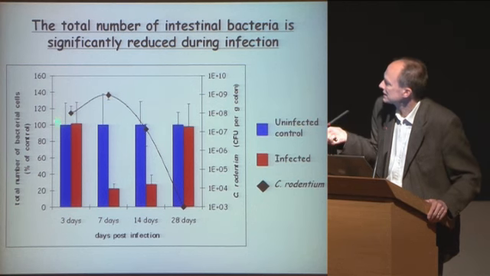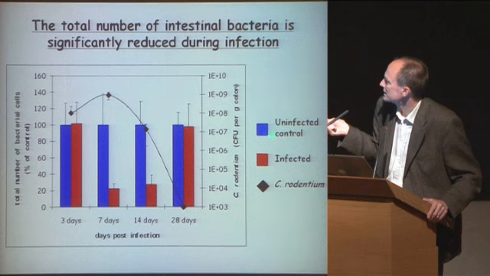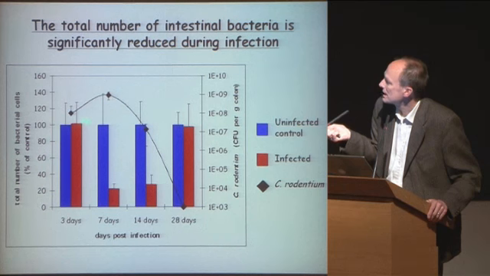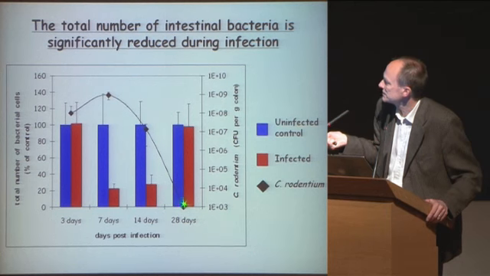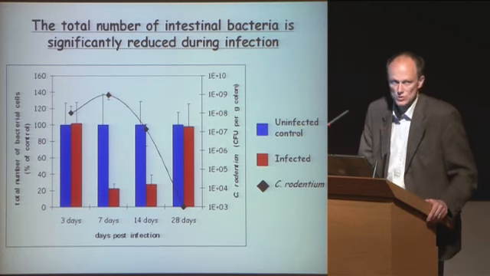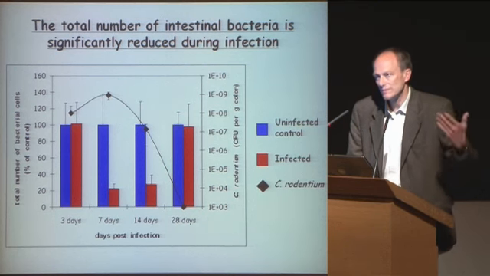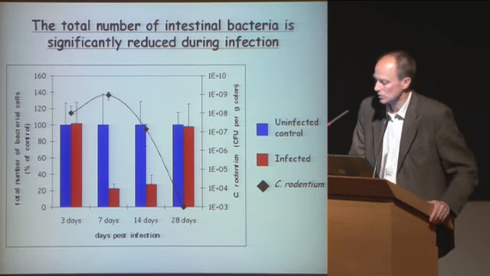When you compare the blue uninfected versus the red infected, if you just take a look at total numbers by 7 days, you can see there's a massive drop, an 80-90% decrease in the total number of bacteria. And this is the number of Citrobacter in the mouse at the time. Then as it wanes back to basically losing all Citrobacter, this comes back up to the normal levels. So inflammation and infection is obviously having something to do with the total number of bacteria.